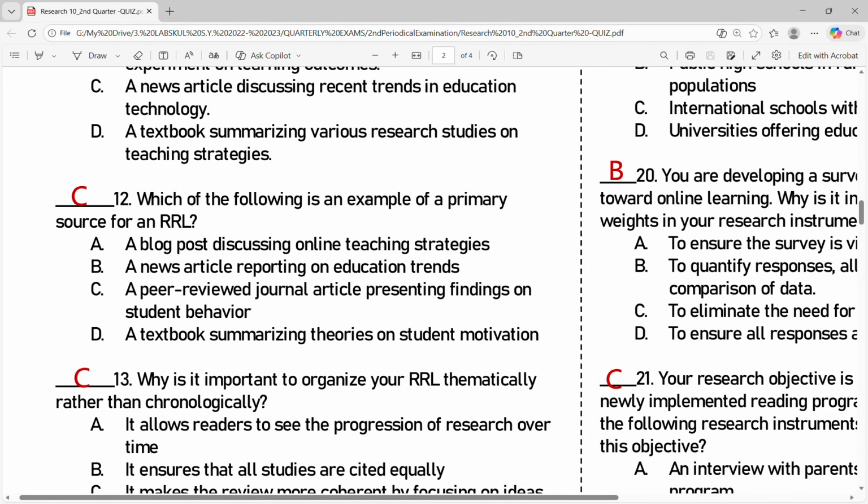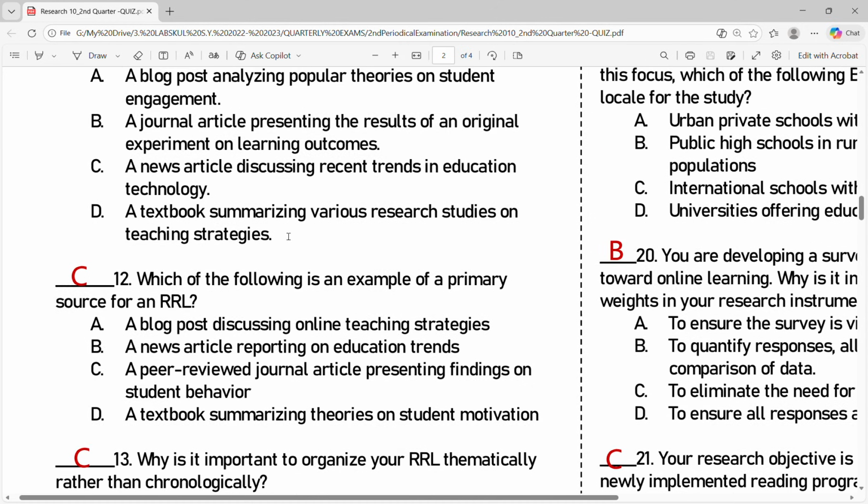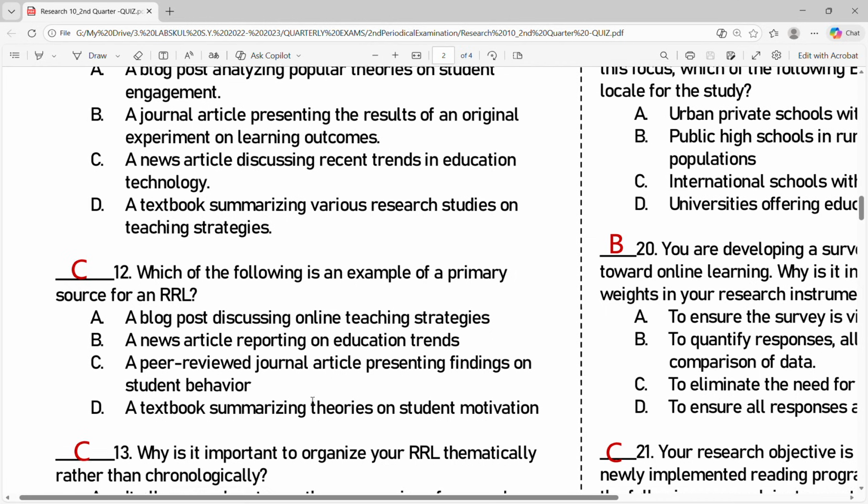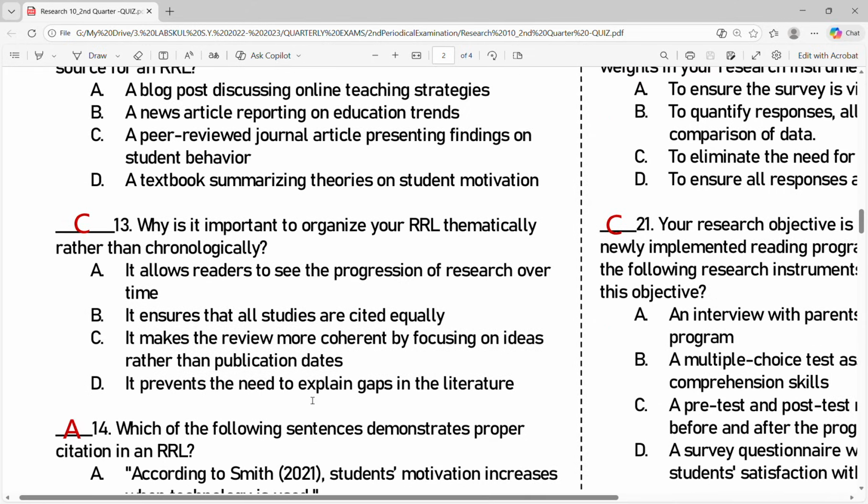Number 12. Which of the following is an example of a primary source of RRL? Again, basta gani, nag-present ikaw sa findings or results in that journal article, then that's primary source. So the answer in number 12 is letter C, a peer-reviewed journal article presenting findings on student behavior.